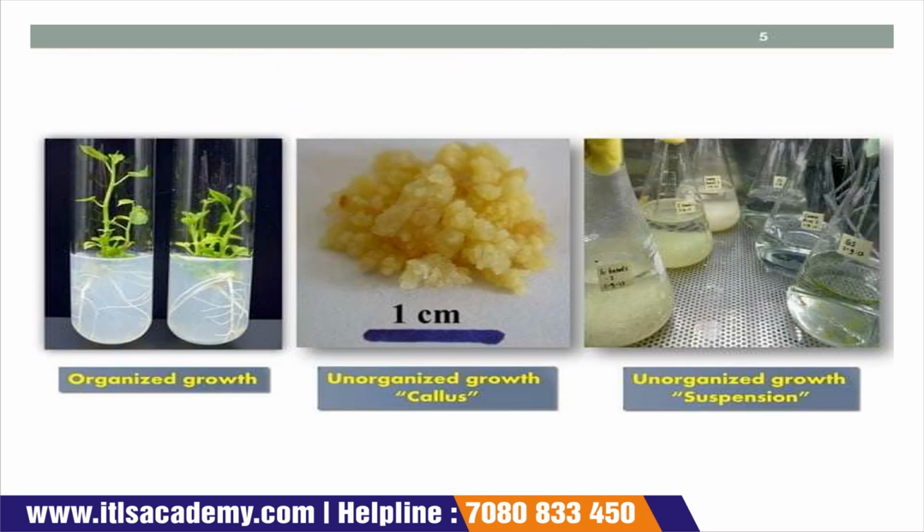Now see, this is organized growth. You can see that here the structures are very clear. This is the leaf, this is the shoot, these are the leaves, this is the shoot. And here this is the root, and these are the branches. You can see that they are organized. Every structure is preserved. You can recognize the structure.